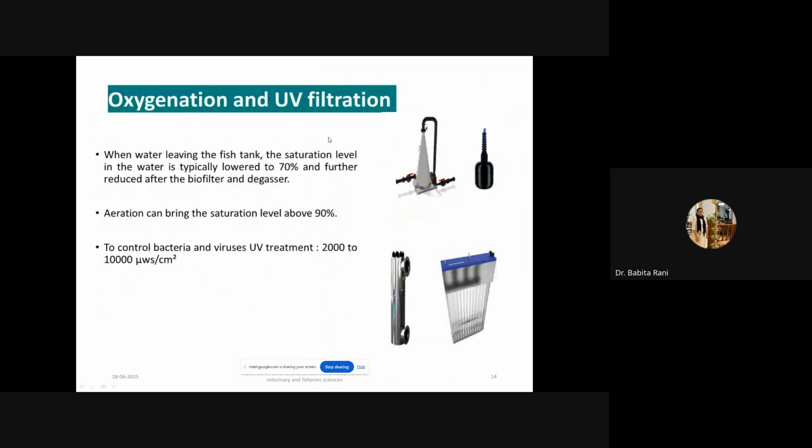And these are the UV units. If you want to control the bacteria, definitely we have to control the bacteria and virus in the recirculation. So if at all we are going for any shrimp farming using RAS, it is very mandatory. I mean, everywhere it is mandatory, but we should have very good control over the pathogens. For UV treatment, you can go for a system of 2000 to 10,000 microwatts per centimeter square. That is the capacity you can go for, and based on the flow rate requirement, we can adjust it.